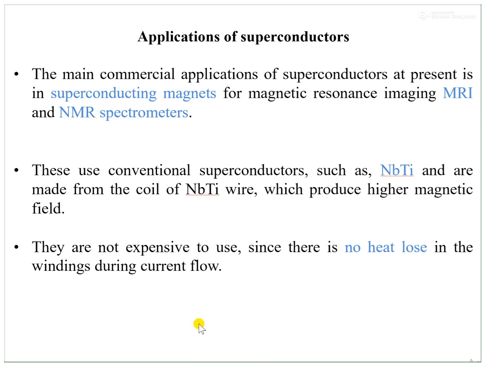For the above applications, conventional superconductors like a mixture of niobium and titanium are used, and from these materials coils of niobium titanium are prepared, which can produce a higher magnetic field. These superconductors are not too expensive, easy to use, and no heat loss occurs during current flow.